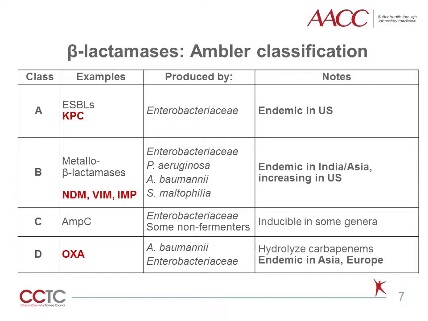AmpC beta-lactamases are Class C enzymes. They are found in some Enterobacteriaceae and nonfermenters. Expression of AmpC beta-lactamases is inducible or constitutive. Class D contains the oxacillinases with carbapenemase activity, which are found in A. baumannii and the Enterobacteriaceae. They hydrolyze carbapenems and are endemic in Asia and Europe.